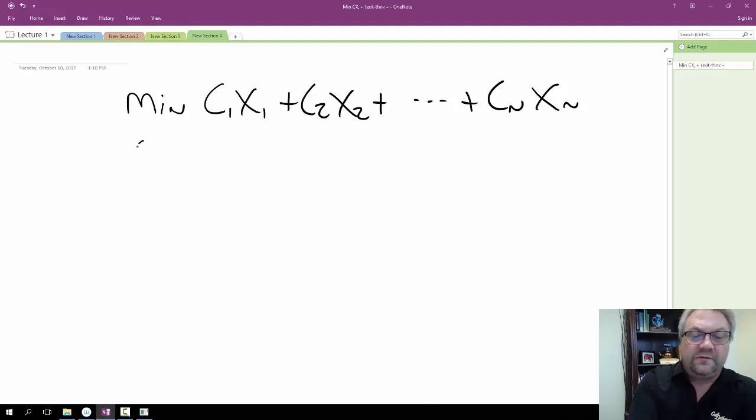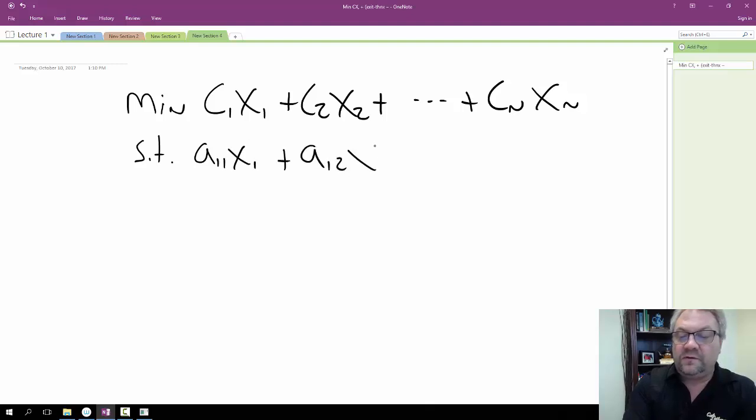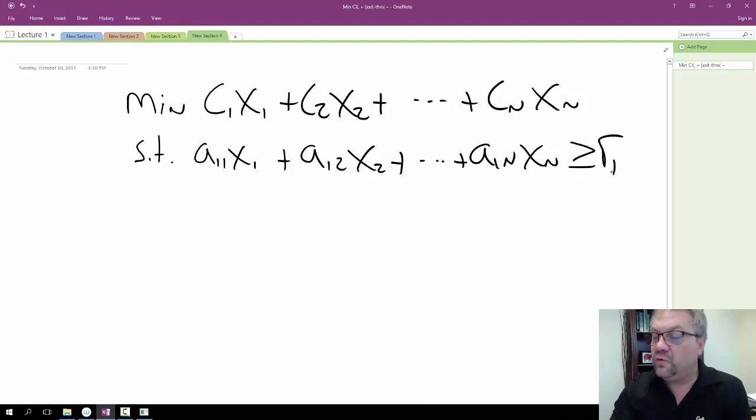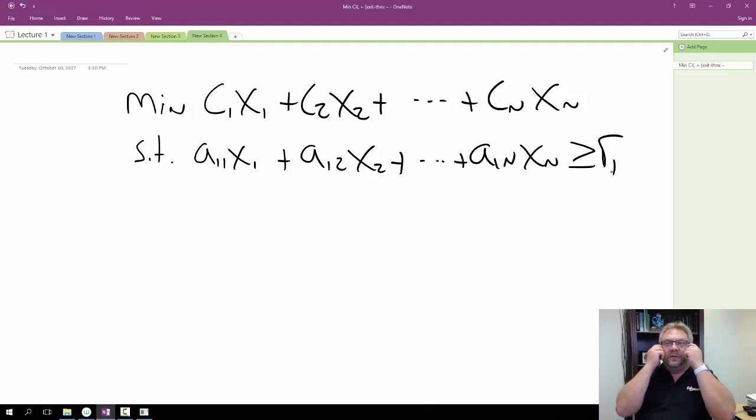And then, of course, I have my constraints. So subject to a11x1 plus a12x2 plus dot, dot, dot, a1nxn. Now, here is the difference. Now I need a greater than or equal to sign, right? Because why? If you think about this, why do my constraints have to be greater than or equal to some number when I'm minimizing a problem?